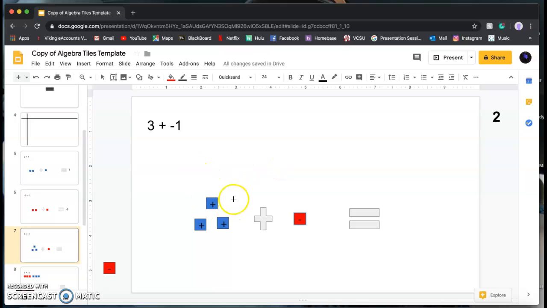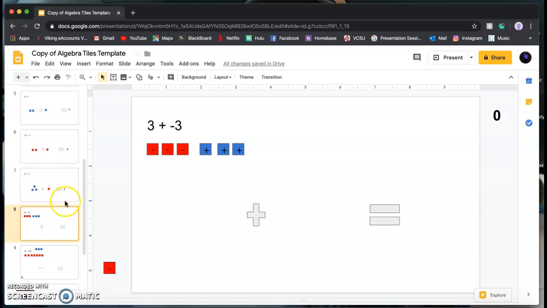Now what we can do here is cancel out a positive and a negative, because a positive and a negative equals 0. It's called the zero principle. A positive and a negative cancel each other out. Cross these out. And then what I have left over is just 2 positive tiles. So 1 plus 1 is 2. So that's my answer for that one.